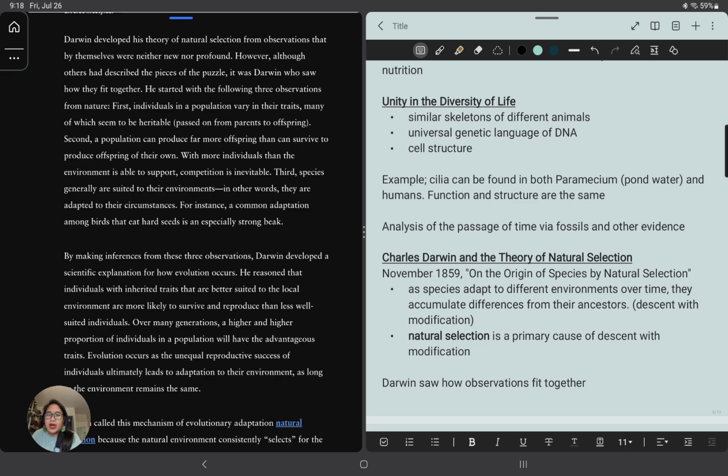First, individuals in a population vary in their traits, many of which seem to be heritable, passed on from parents to offspring. Second, a population can produce far more offspring than can survive to produce offspring of their own. With more individuals than the environment is able to support, competition is inevitable. Third, species generally are suited to their environments. In other words, they are adapted to their circumstances. For instance, a common adaptation among birds that eat hard seeds is an especially strong beak.